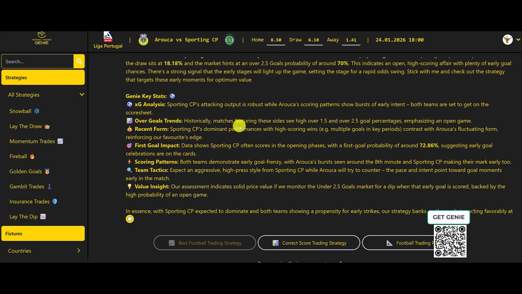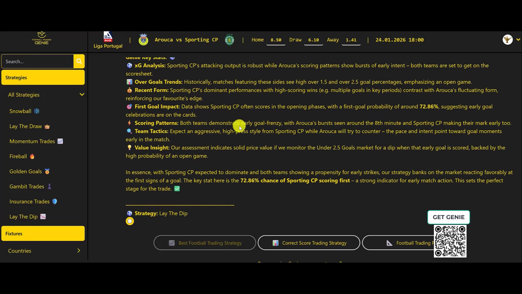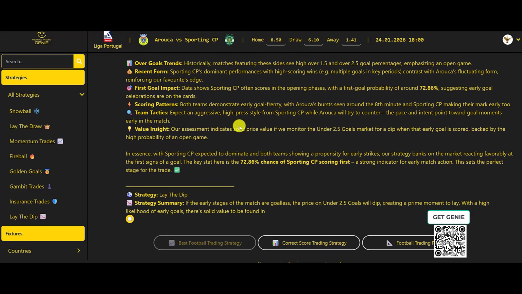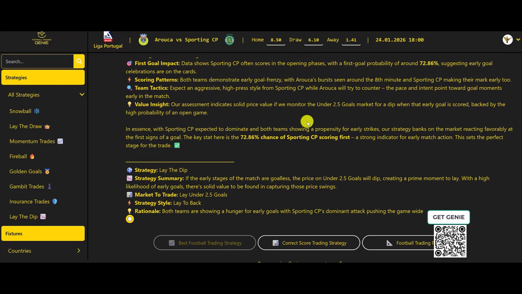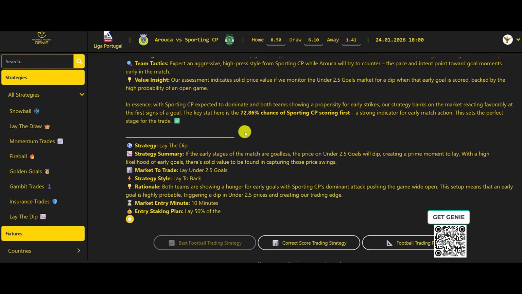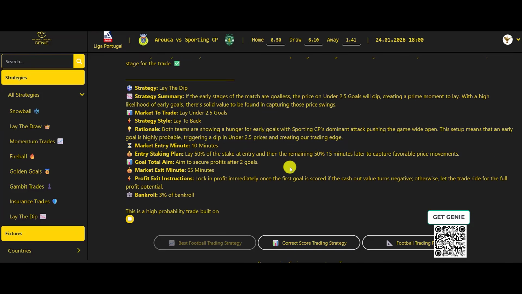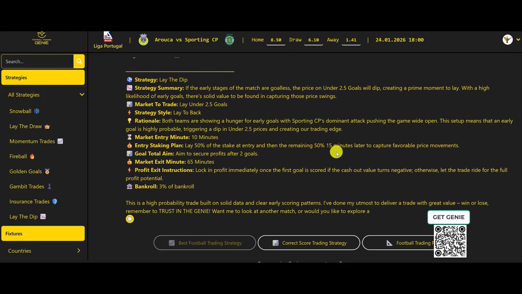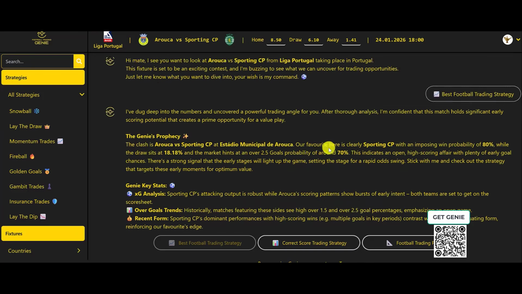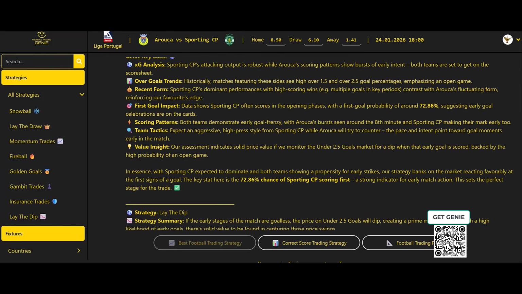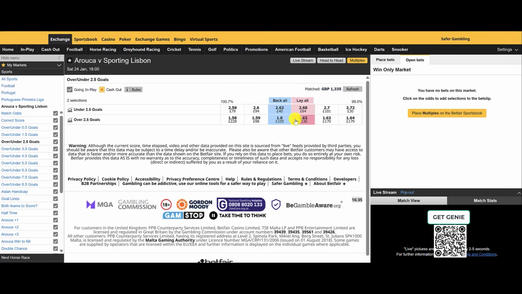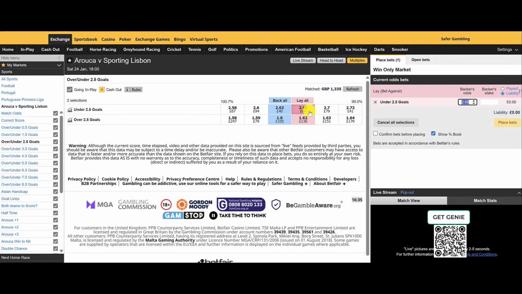But anyway, we'll take a look here, and it does look like the value, not necessarily in the match odds market, Sporting Lisbon quite low price, but we're going to lay under 2.5 goals. We're going to lay 50% at entry and then 50% 15 minutes later. So that's interesting. Let's go take a look at the market. So as you can see here, it's suggesting to lay 50% of our stake at entry, but we don't necessarily have to do that, okay?